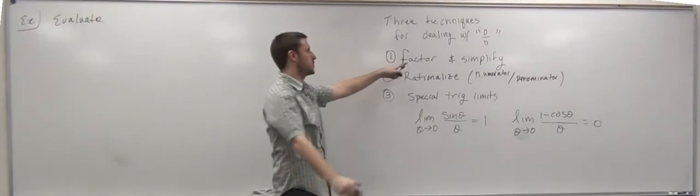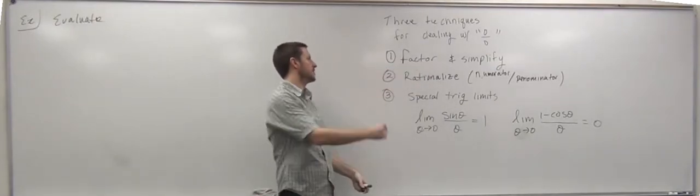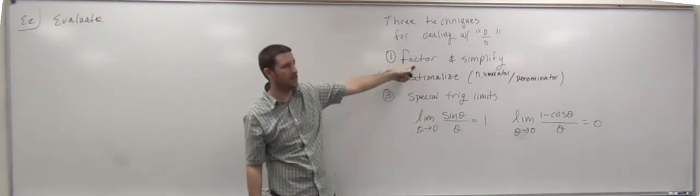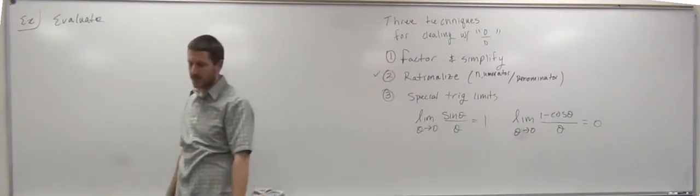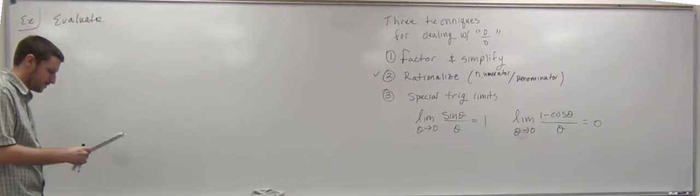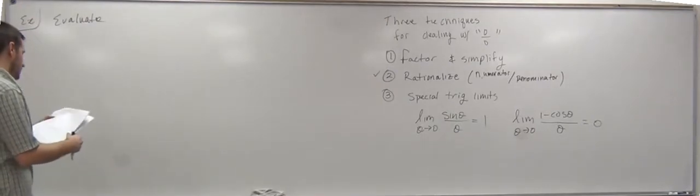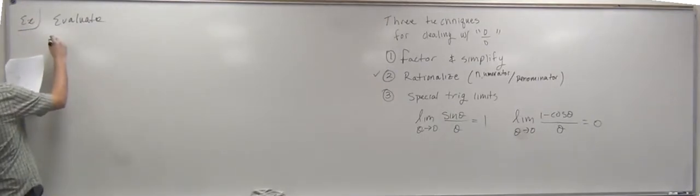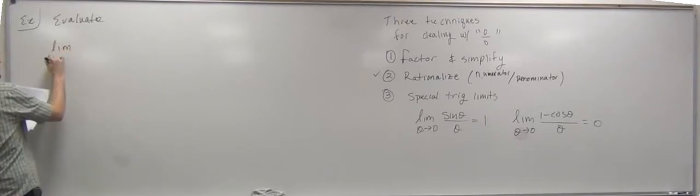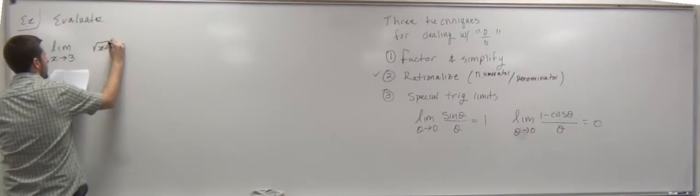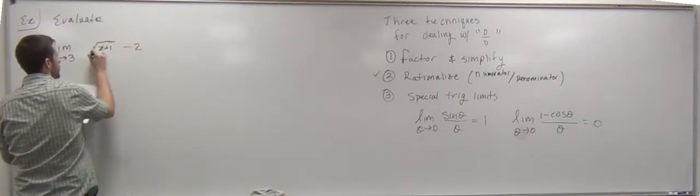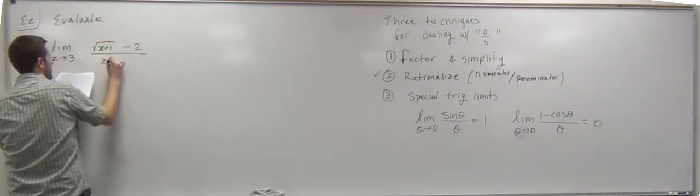Let me show you this one, because we've done this one quite a bit. Let me show you this one, and then on Monday I'll come back and do one of these for you. But I'll do one example, rationalize, and then we'll call it a day. So evaluate the limit as x goes to 3 of root x plus 1, minus 2, over x minus 3.